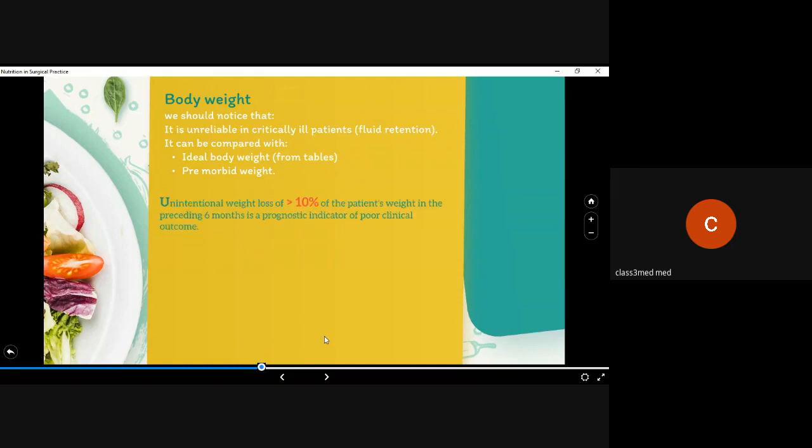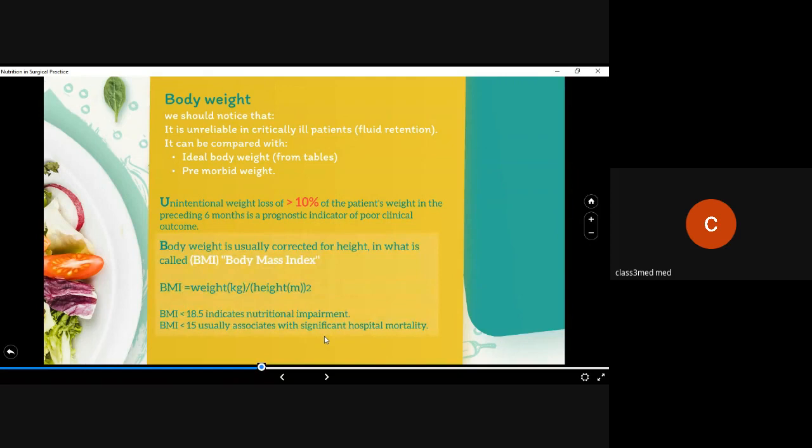Unintentional weight loss of more than 10% of body weight in the preceding 6 months is a prognostic indicator of poor clinical outcome. So this is called significant weight loss. Why did we say unintentional? Because it is not intentional, it's not made by the patient. For example, decreased eating or doing some sort of body slimming or regime for decreasing body weight. It is unintentional. More than 10% over 6 months has a very bad prognosis.